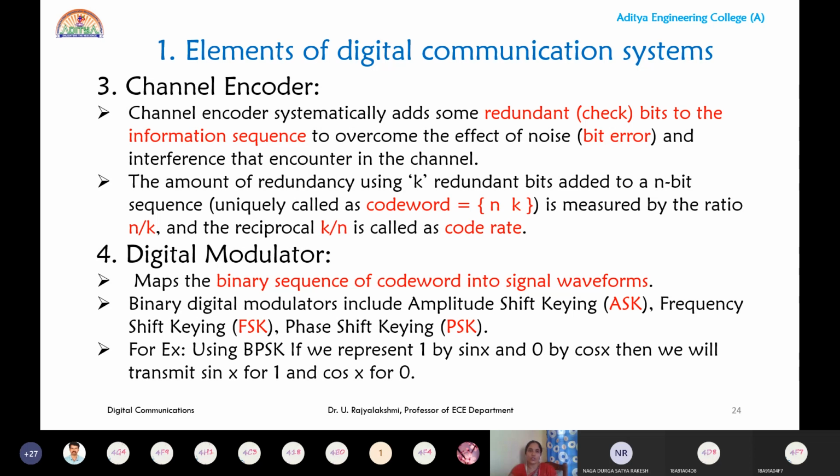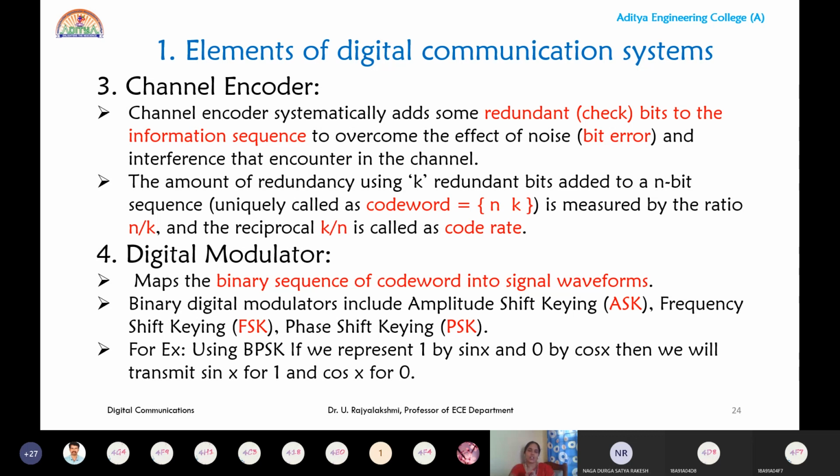Also, I told you that binary means only 1 bit is transmitted per sample. Then it is called binary ASK, FSK, or PSK. And we have M-ary techniques where n number of bits are transmitted per sample. You can transmit multiple bits per sample. Those are generally called M-ary techniques. We can discuss them later in the second chapter. And this is about the digital modulator.